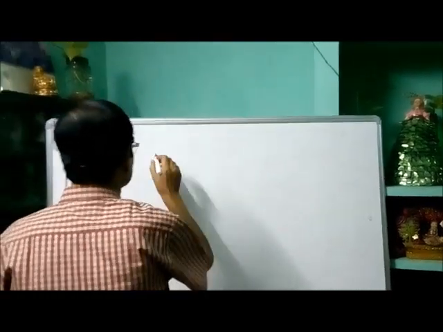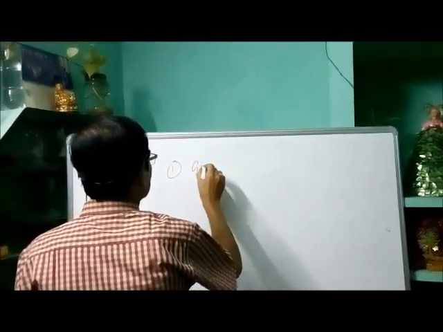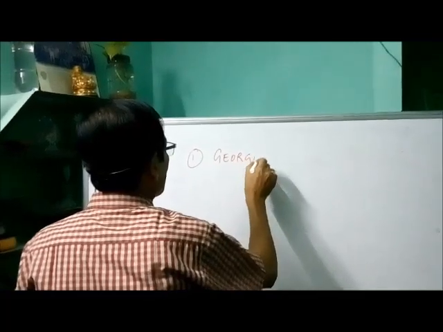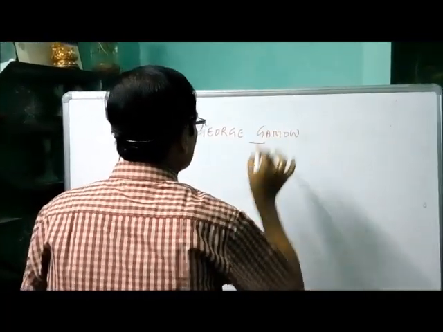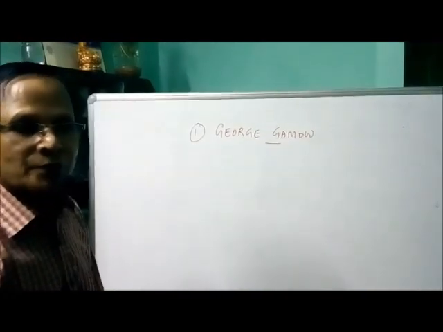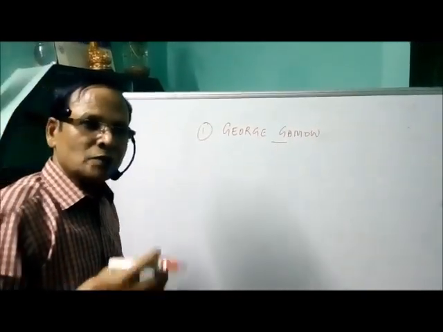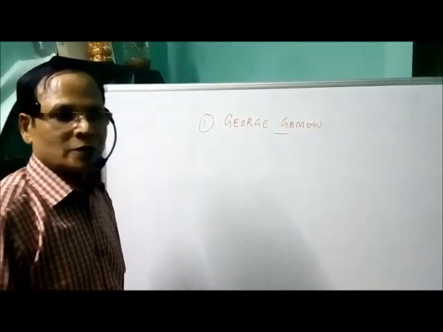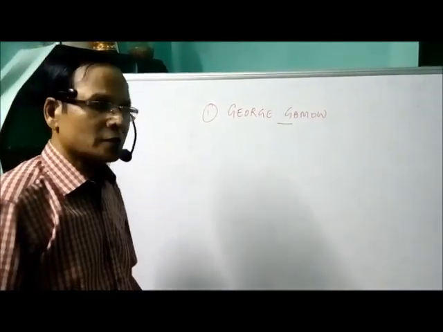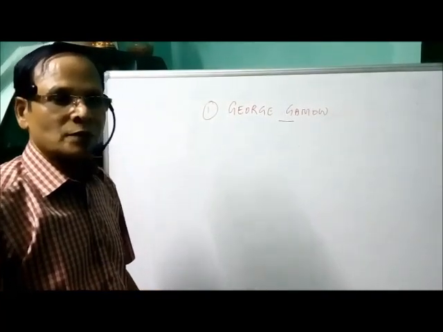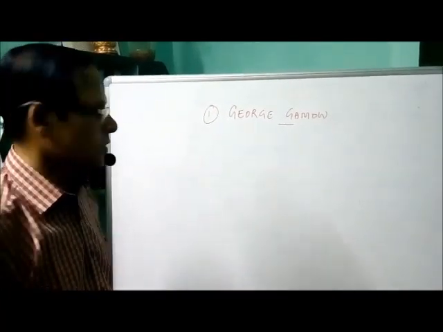Number 1, George Gamow. He proposed that a set of 3 nucleotides must be needed to code for the 20 different amino acids.